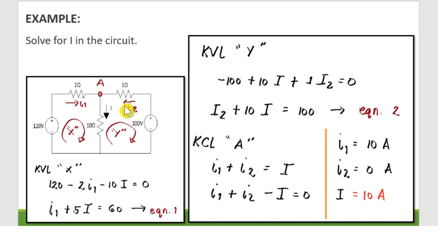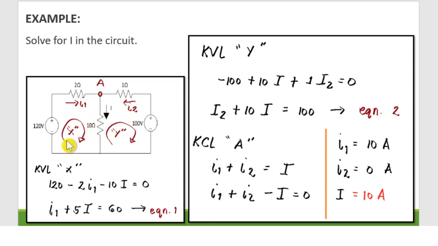Next step is to form or choose the loop. We have this loop X, as what I said, let's make it a default. It's clockwise, and then we have this loop Y. Its direction is also clockwise. And then let's name this node as node A.